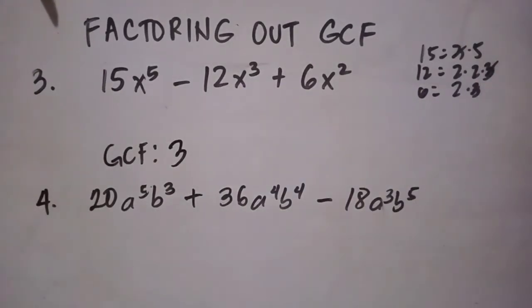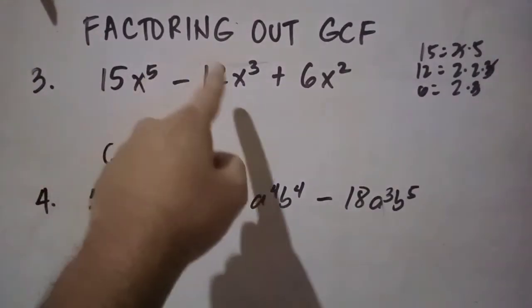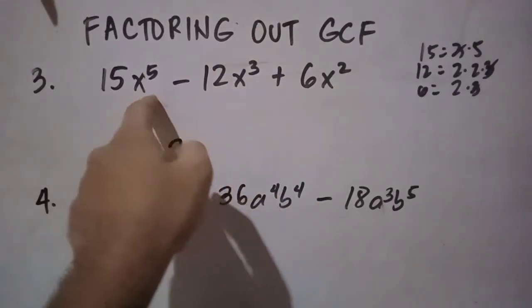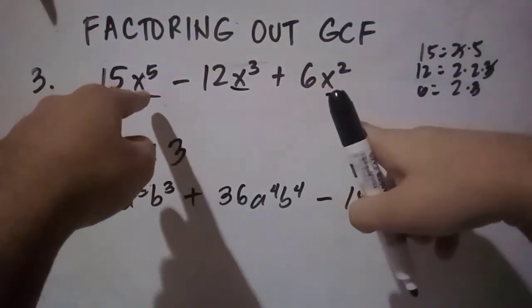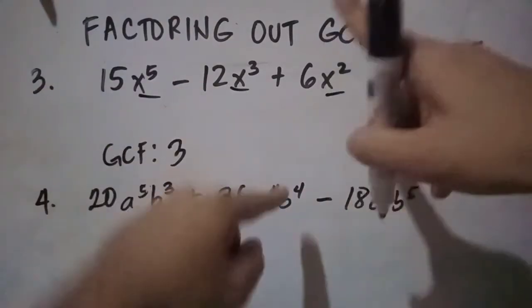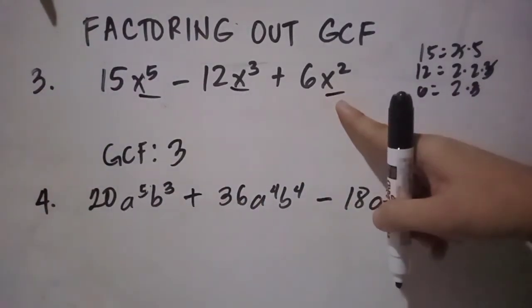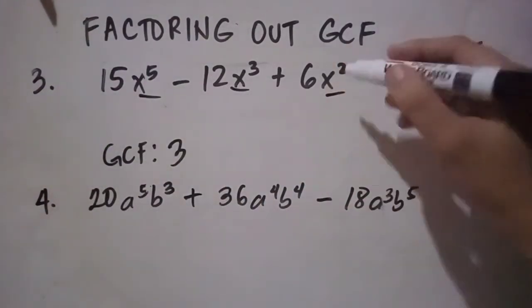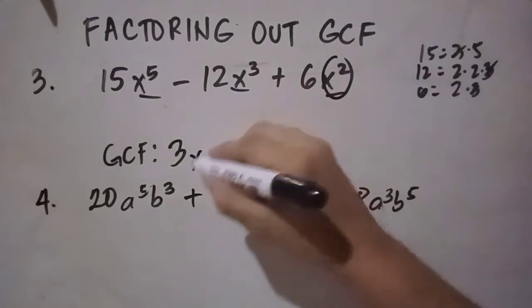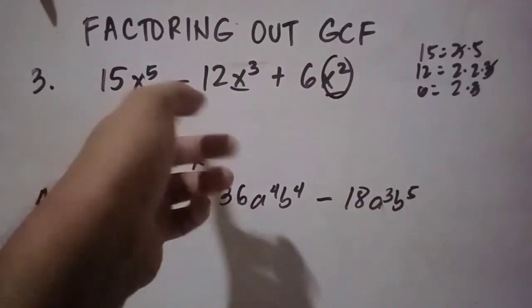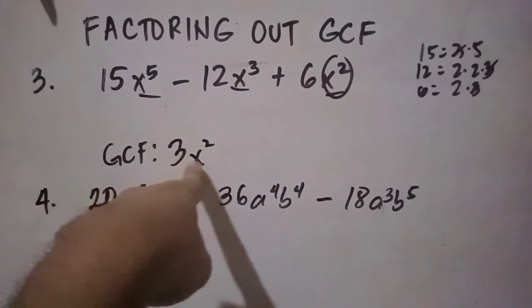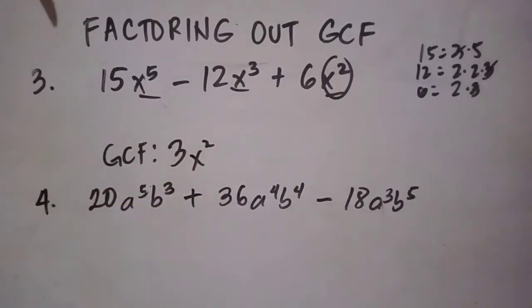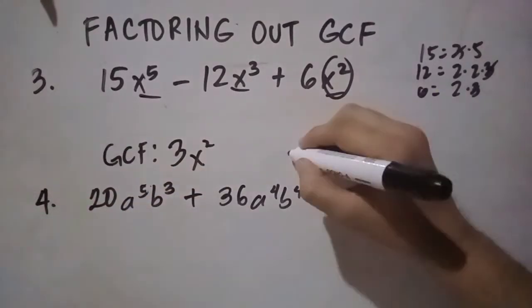Ayan. Okay. Pagdating naman sa variables, so x to the 5th power, x cube, at saka x squared. So, once again, yung pinakamaliit ang kukunin as the GCF. So, yung GCF is x squared. So, yung GCF ng tatlong terms ay 3x squared. Okay? So, yan yung first factor natin.